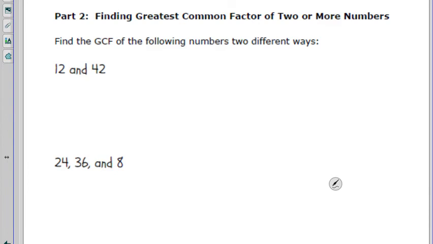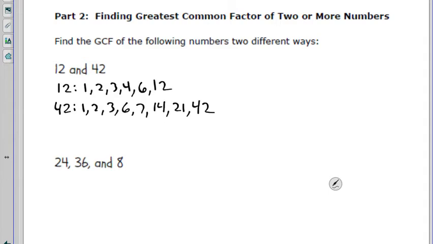All right, now we're going to find the greatest common factor of two or more numbers, and we're going to do that two different methods. First, we're going to do it the old-fashioned way where we list all the factors and look for the biggest one they have in common. And then the other way we're going to do it is factor trees, which is way more powerful, but you got to know your stuff.